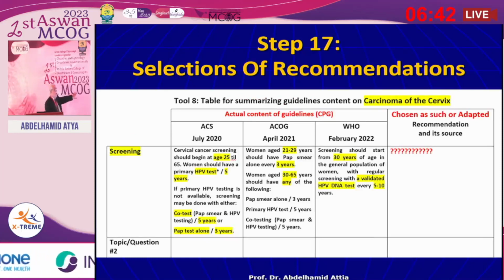I choose one example to give you the feeling of how we do the adaptation. So we only choose the topic, search the guideline TRIP database, adopt some guidelines to adapt, and put them in Table 7 and in Table 8. We can see here that this is a guideline for cancer cervix, carcinoma of the cervix. In the screening, we are having a guideline by the American Cancer Society in July 2020, a guideline by the American College in April 2021, and a guideline by the WHO in February 2021.